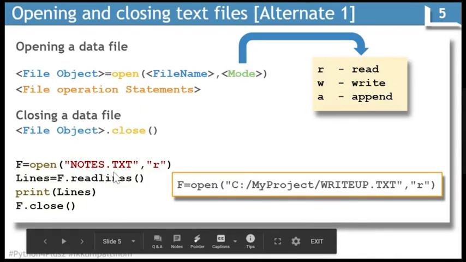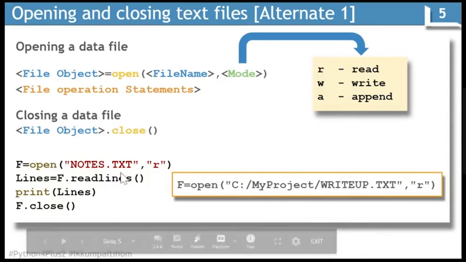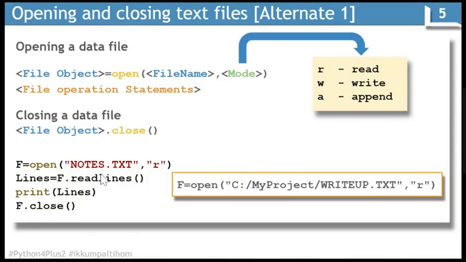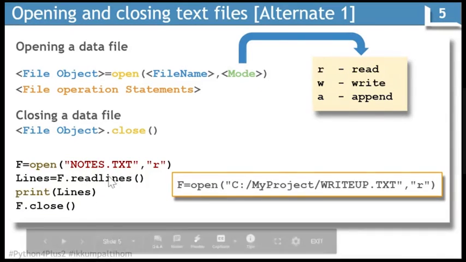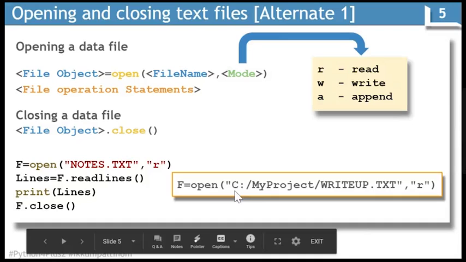If this notes.txt is not in the current directory, if it is somewhere else, we can make use of an absolute path. For example, in this case, if you want to load this particular file from another folder in C drive, we'll be writing C:/my project/name of the file, along with the mode.